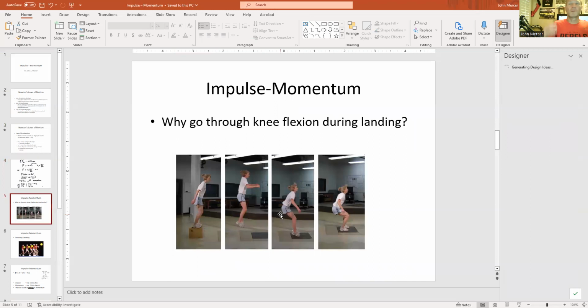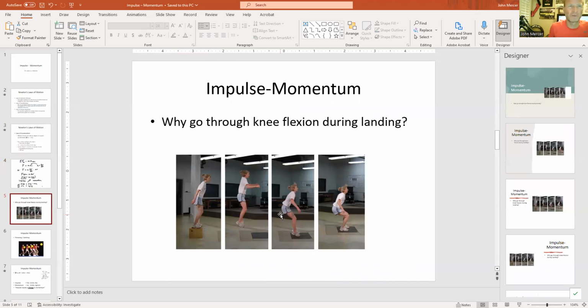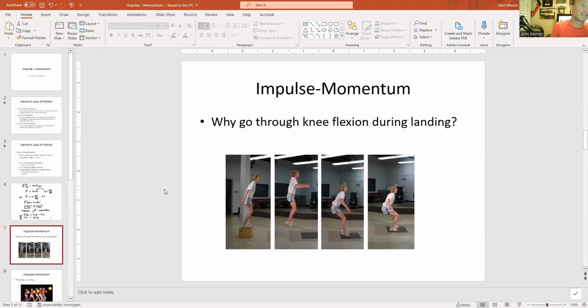All right, so why do we need to know this? Or why is it even important? Well, it's good to think about a simple movement like landing from a jump. Why do we even do knee flexion during landing from a jump? And why do we sometimes have lots of knee flexion and other times we don't have much knee flexion at all? And why would not using the correct amount of knee flexion maybe be a bad thing?